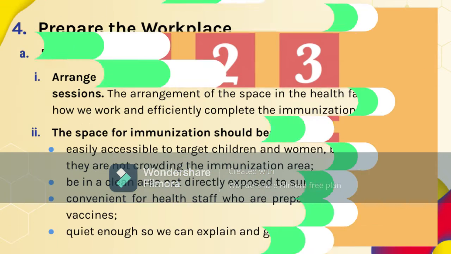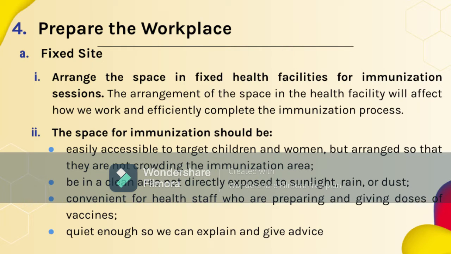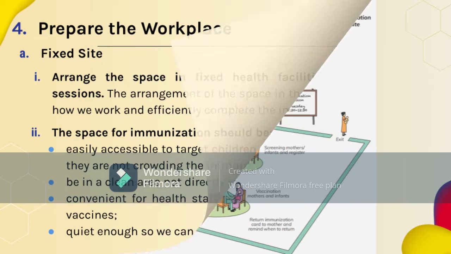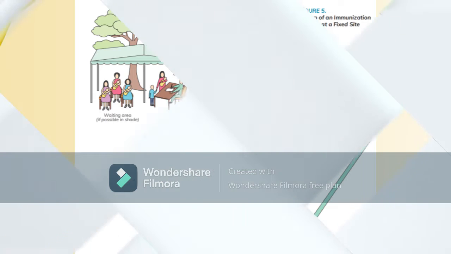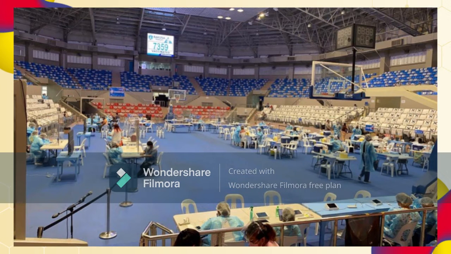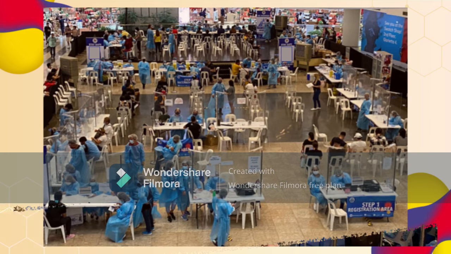In preparing the workplace at the fixed site, the arrangement of the space in the health facility will affect how we work and efficiently complete the immunization process. The space for the immunization should be easily accessible to target children and women, but arranged so that they are not crowding the immunization area. The space should also be clean and not directly exposed to sunlight, rain, or dust. It should be convenient for the health staff who are preparing and giving doses of vaccines and quiet enough so we can explain and give advice.